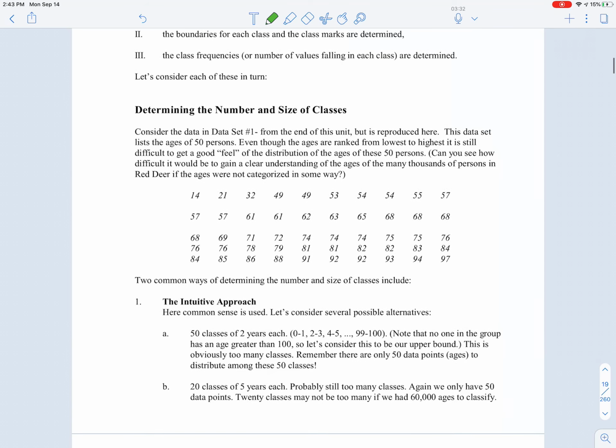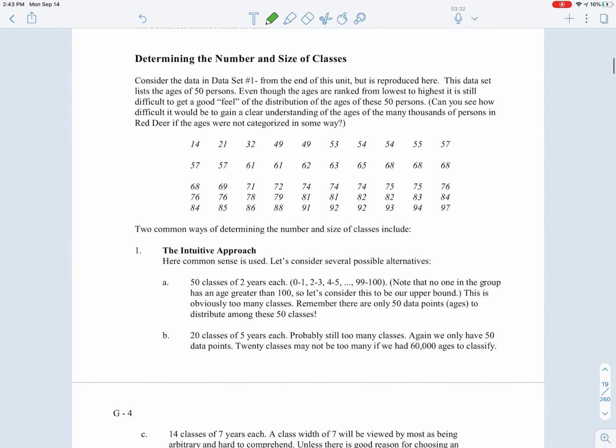So the first thing that we're going to do is talk about determining the number and sizes of classes. This data set here, which you'll also find at the end of the unit, is the ages of people in a group. So let's say they're ages of 50 people. I don't know what group it is. Maybe it's a huge family or something like that. And so they run from 14 up to 97. You can see these ones are actually all in order.